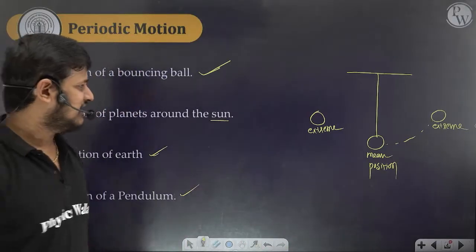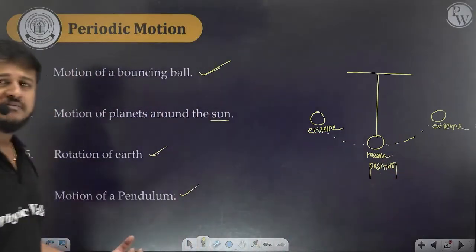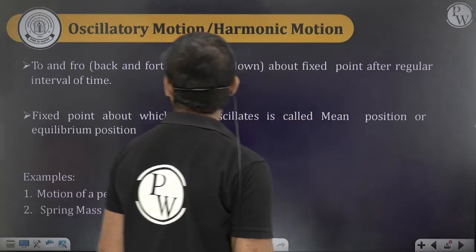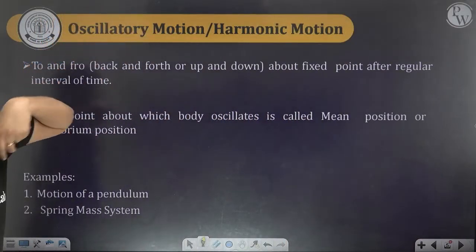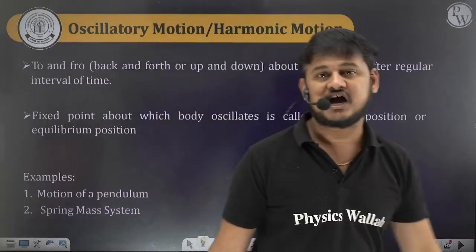That's it. Clear? So the simple harmonic motion or the motion of a pendulum is an example of periodic motion. Let's see the next one. So what is oscillatory motion or harmonic motion?